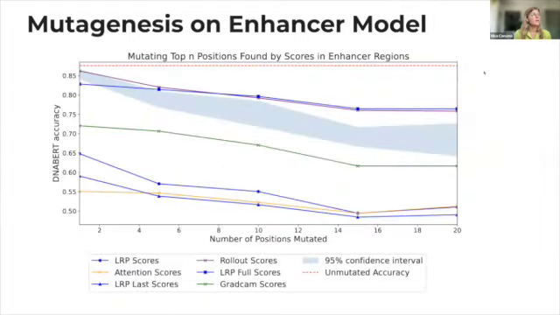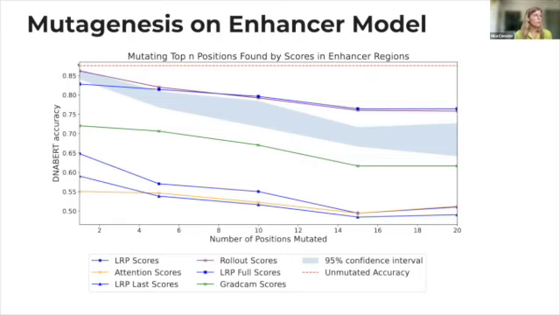So this is another way to view this information. And here we have actually a lot of the other interpretability scores than the ones I've discussed. So these are quite common. You'll see GradCAM, rollout, and then there's a few different variations of LRP scores, which are calculated from varying different positions and propagated differently throughout the model. But you can see on the x-axis, I have the number of nucleotide positions mutated. And on the y-axis, I have the model's accuracy.